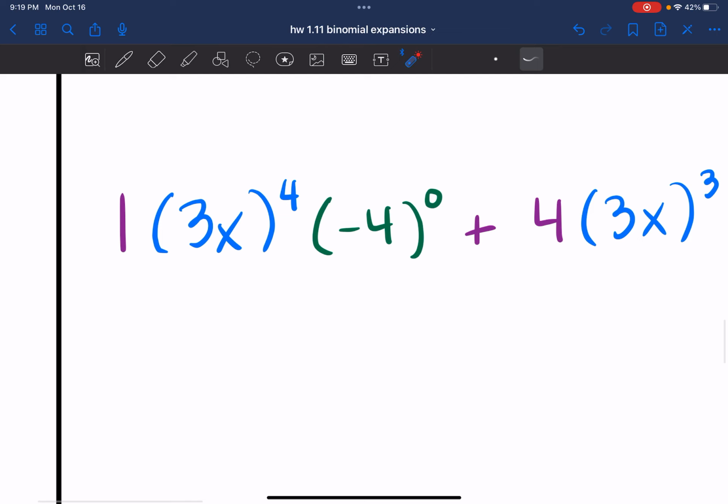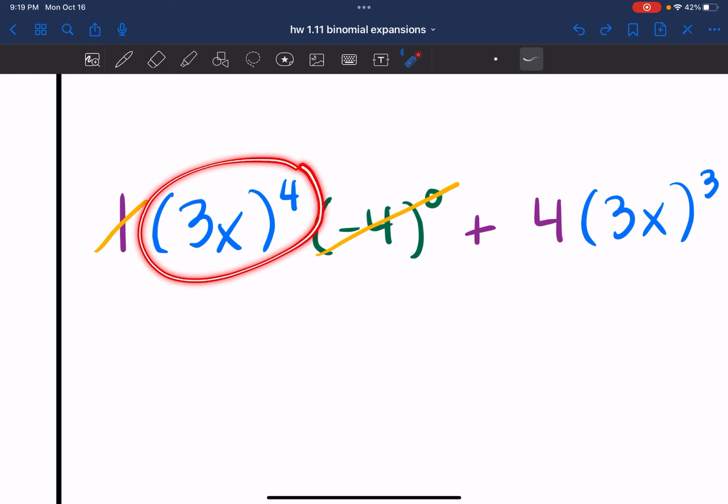So this first term, I'm going to get rid of a few things right off the bat. 1 times anything is just going to be the other thing, so that 1 is not really going to help us very much. The other thing is -4 to the 0 power. Anything to the 0 power also becomes a 1, so I might as well not pay attention to it. So the only thing that's going to affect us here is this first part.